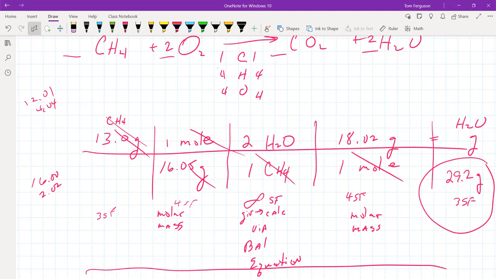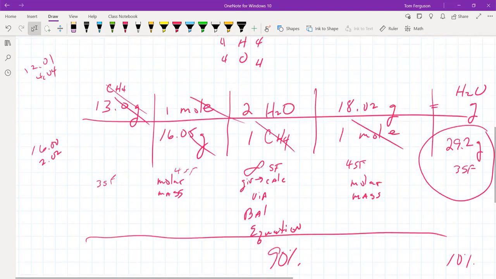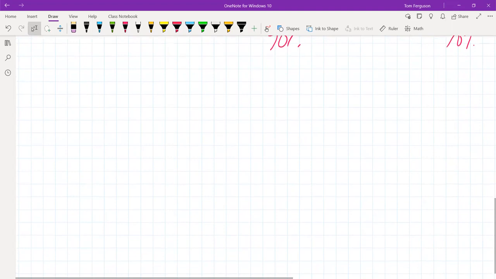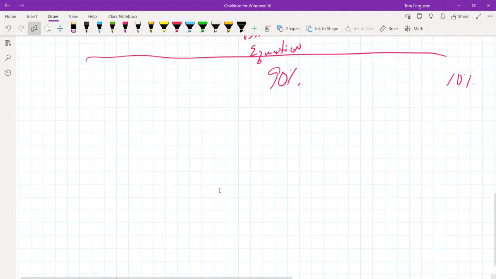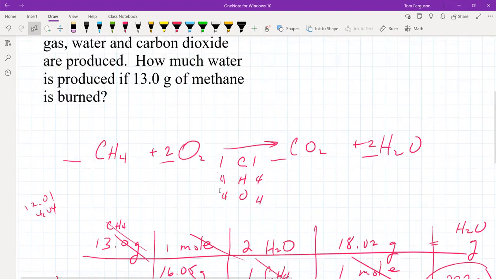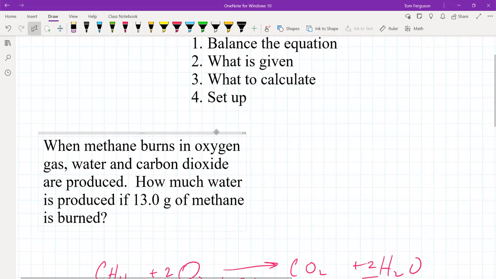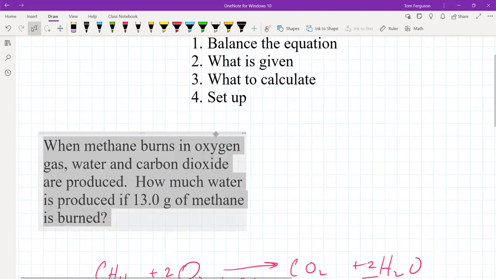Okay, so is everyone okay with what we've done so far? Theoretically, this should be a review for you. Let's do the same problem, only using liters.